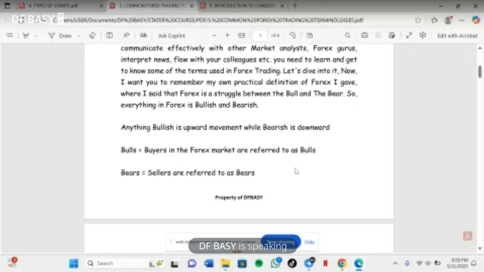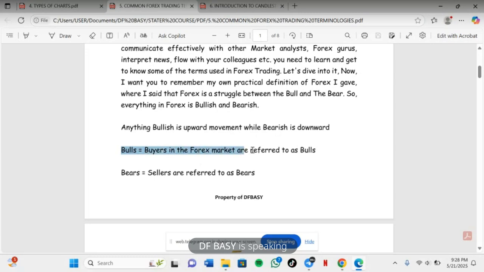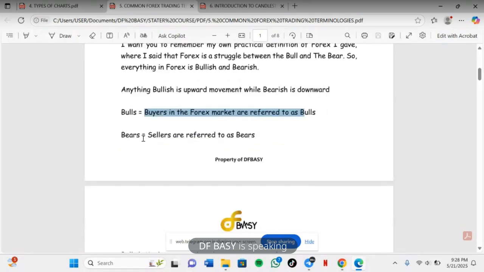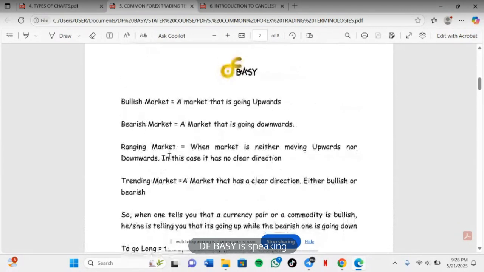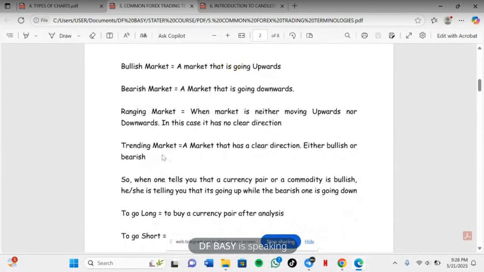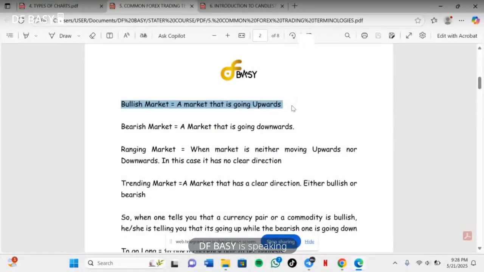That's known as the bears, which is the bearish market. The process when buyers are buying and the market is going up is referred to as the bullish market, the bulls, where buyers are referred to as bulls. Same as bearish. Bearish is the sellers. Sellers are referred to as bearish. A market that goes up is a bullish market.